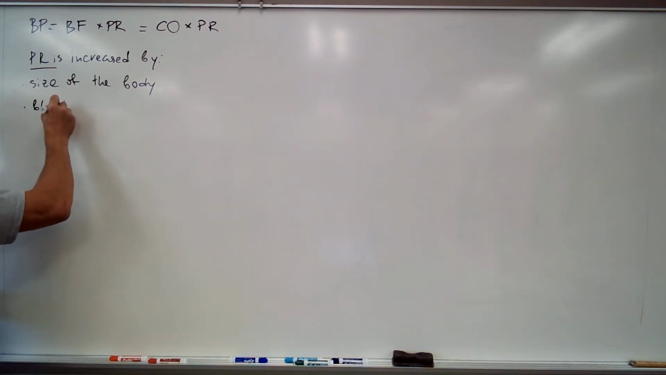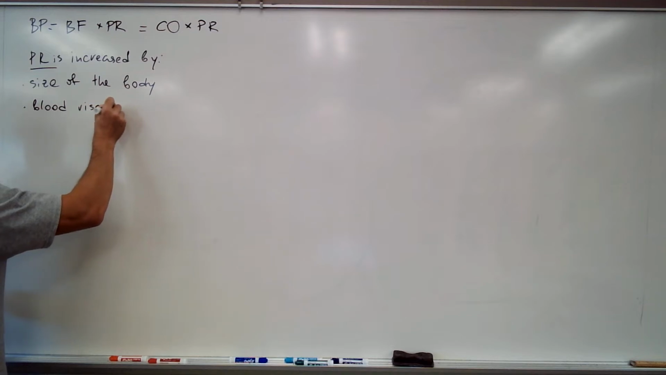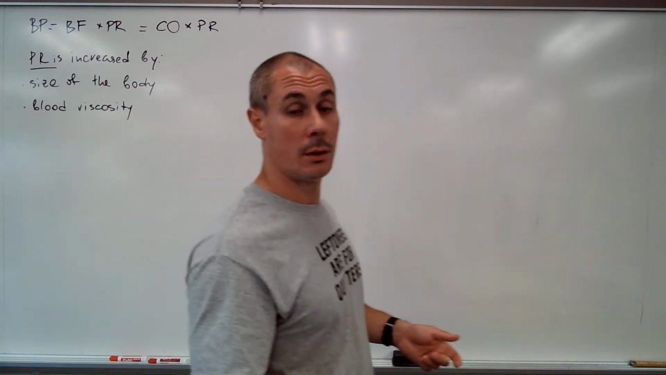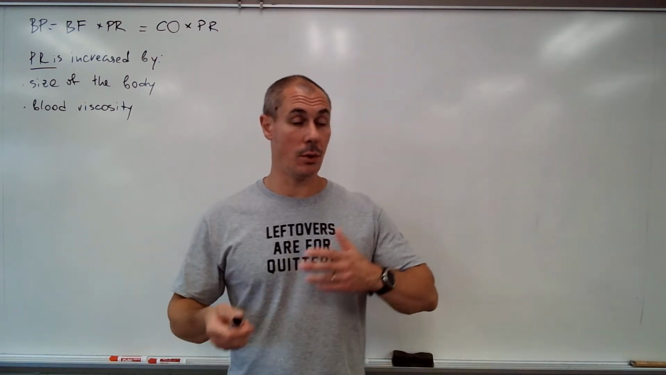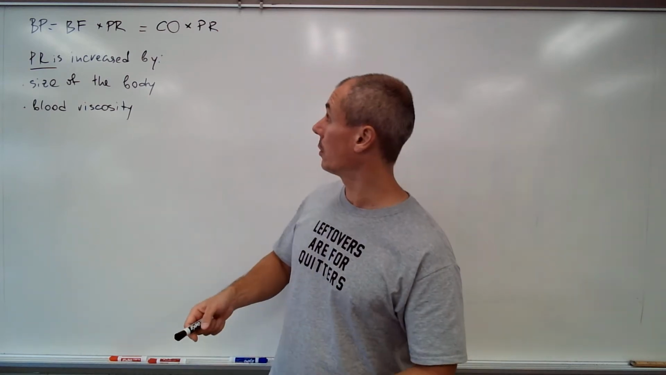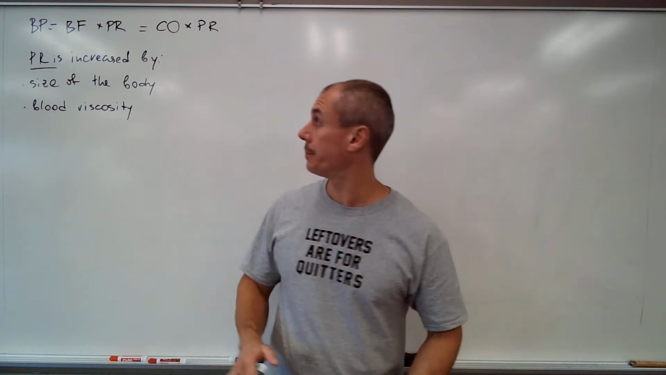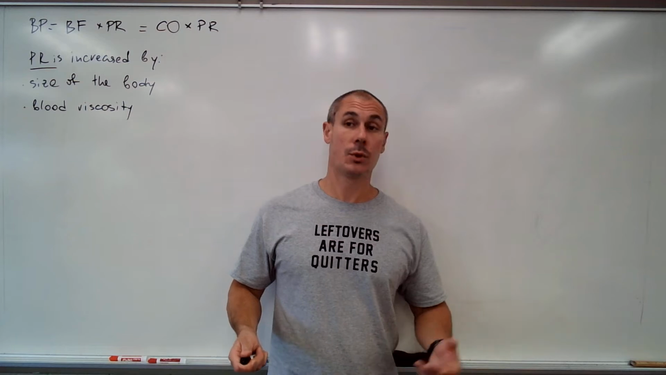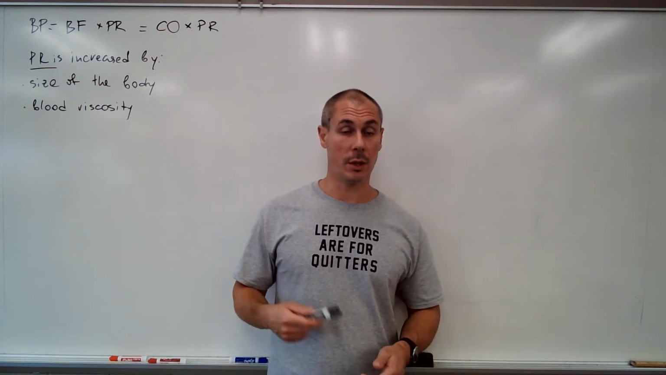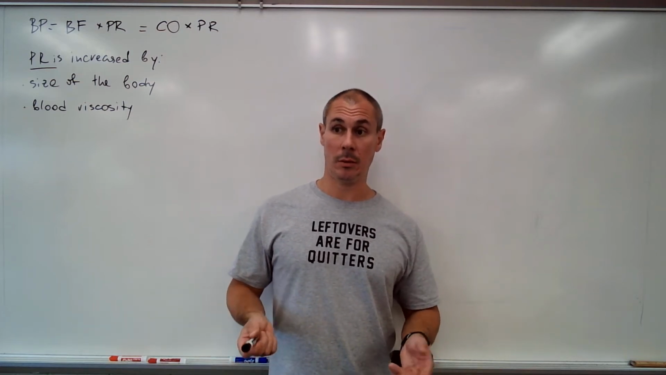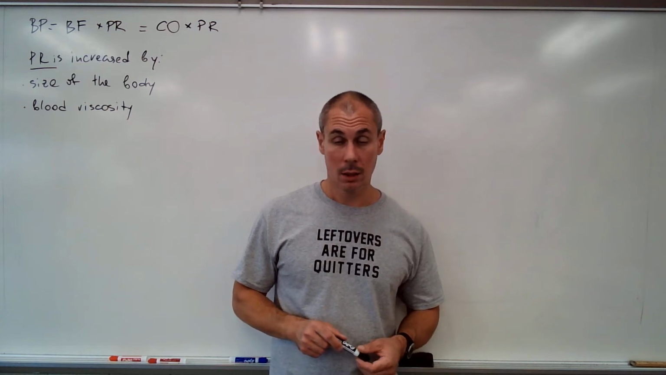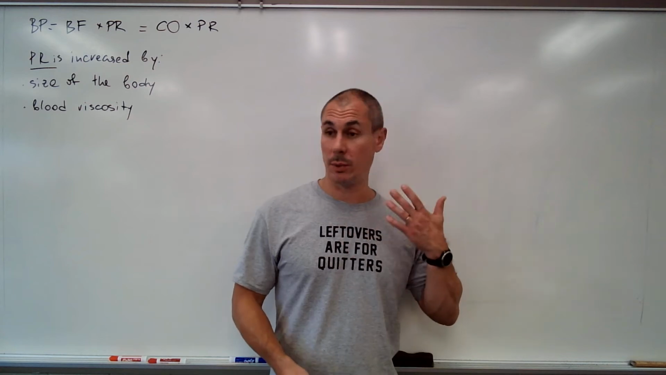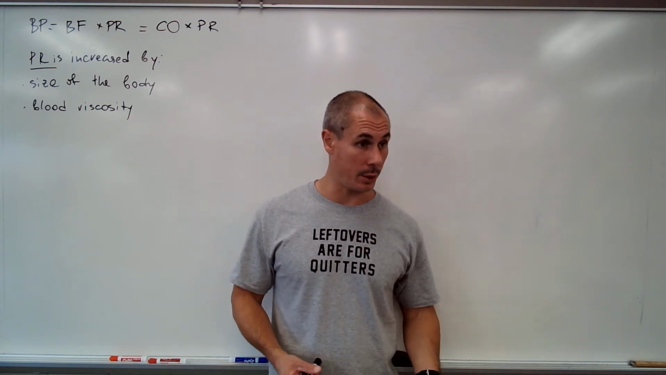Blood viscosity. More viscous blood leads to higher blood pressure. Okay, that makes sense? Higher peripheral resistance. Are we clear? For example, one of the issues for people who use erythropoietin, which is an illegal performance enhancement drug: erythropoietin results in more red blood cells, which makes blood more viscous, which increases blood pressure. Okay.